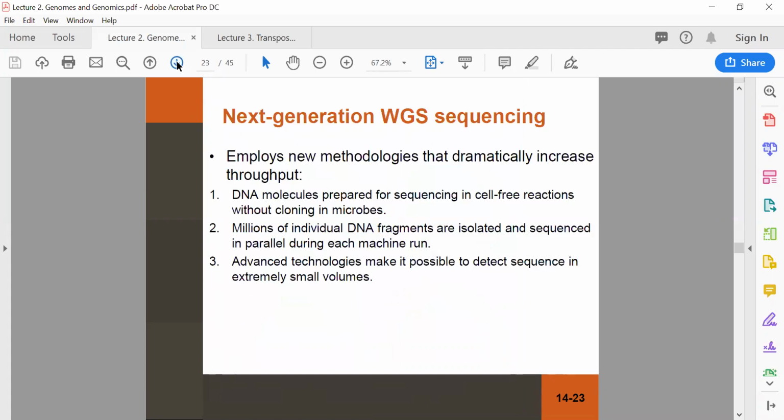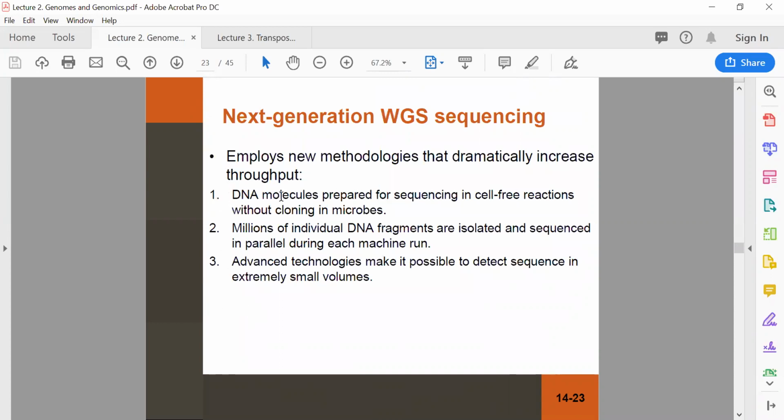All right, so let's look at this new approach, or relatively new approach at sequencing. And this approach was developed by the 454 Life Sciences Corporation. It is called Next-Gen WGS sequencing, next generation sequencing. It employs new methodologies that really increase output. Let's look at this, and then we'll look at an image that shows it very nicely.